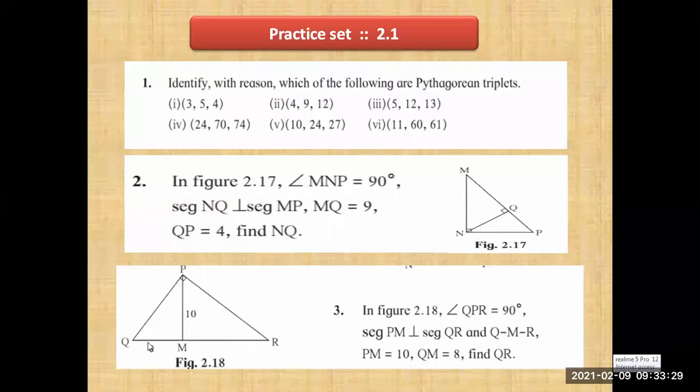This one, PM is perpendicular to QR. So apply the geometric mean theorem. That is PM square is equal to QM into MR. So from this, we find the value of MR. Square of 10 is 100. So 100 divided by 8 gives you the value of MR. And then you have to find QR. As we know that Q, M, R are collinear, that means QM plus MR is equal to QR. Then add these terms and you will get the value of QR.